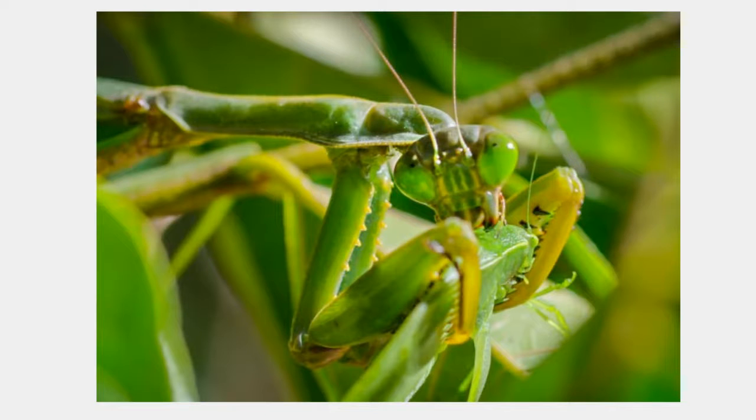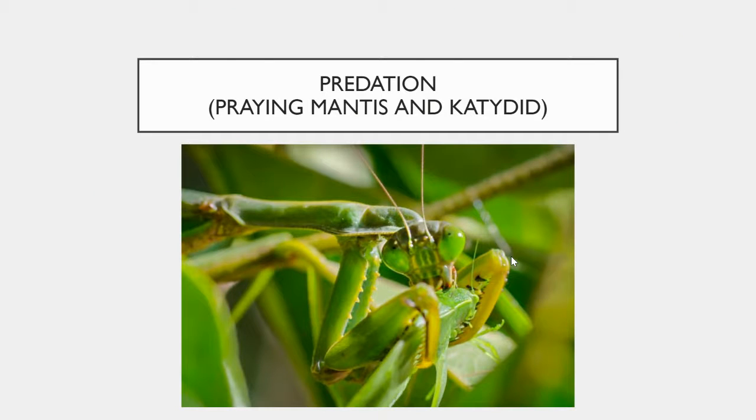In this situation, we have a praying mantis eating a katydid, a grasshopper-like organism. So this praying mantis is eating this katydid grasshopper-type organism. Good. If it's an organism who is eating another organism, that's predation.